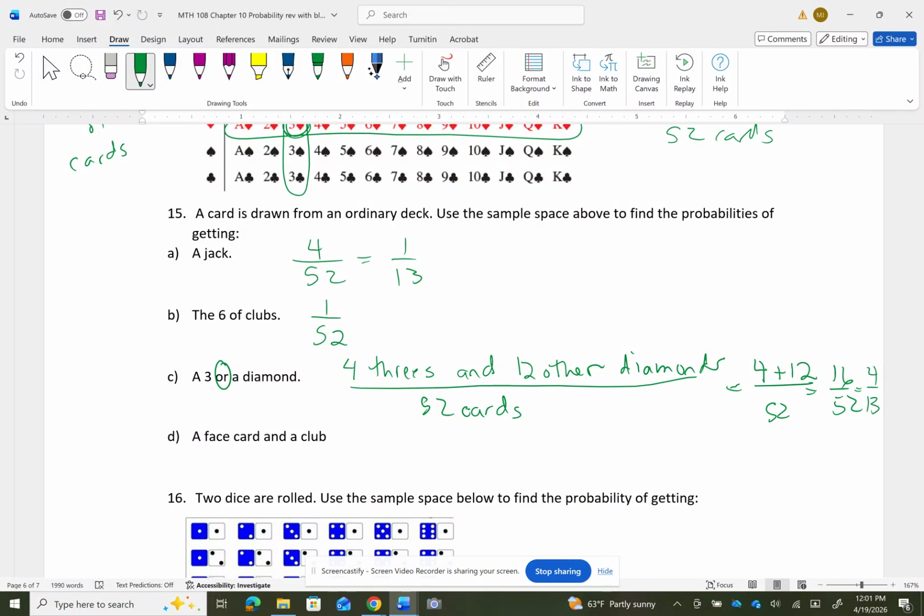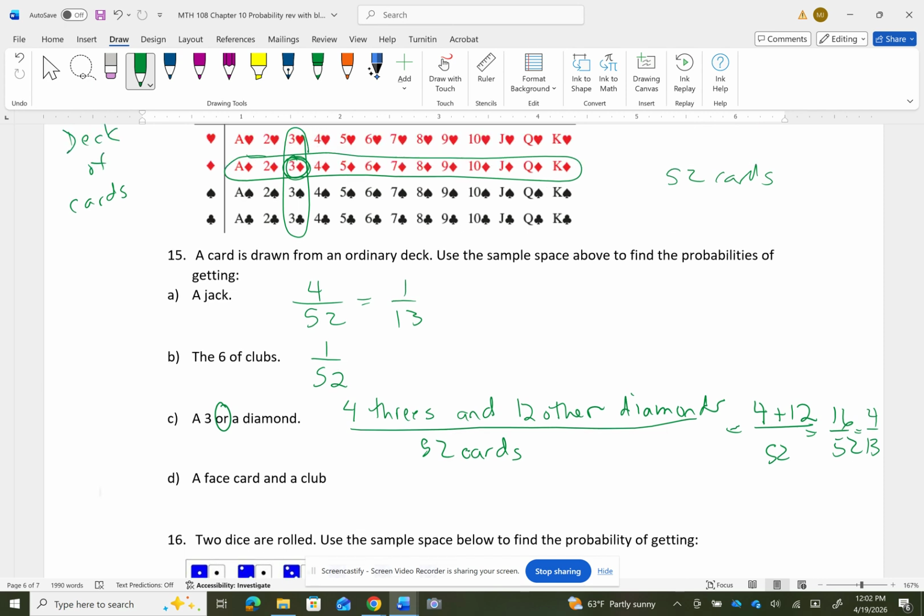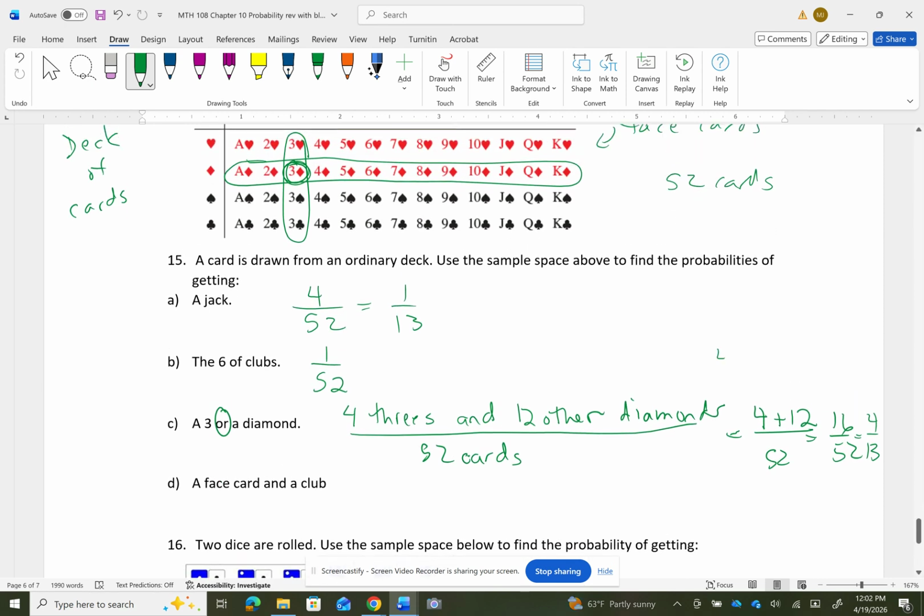Okay. Now, you could also do this. You could also say 4 3s plus 13 diamonds, but then subtract off the one card that is the 3 of diamonds because you already counted him once as part of the 4, so you don't want to count him a second time there. So you have to take away 1 because you've double counted him. Some people approach it like that to get there for 4 out of 13. Okay, so those are the 2 ways to think about it.